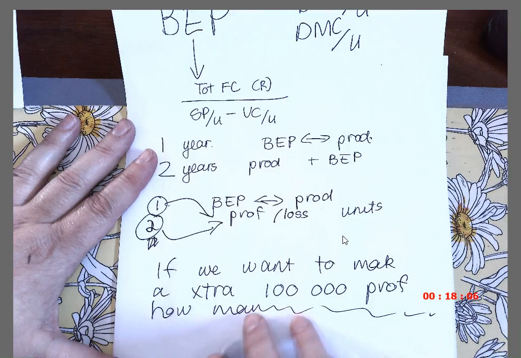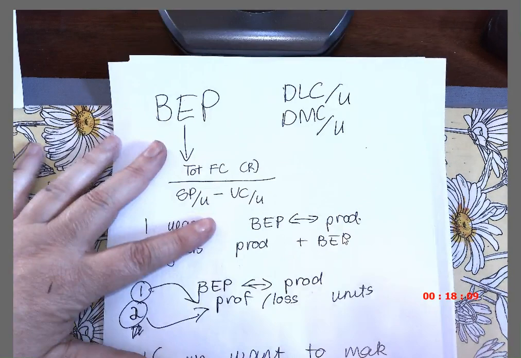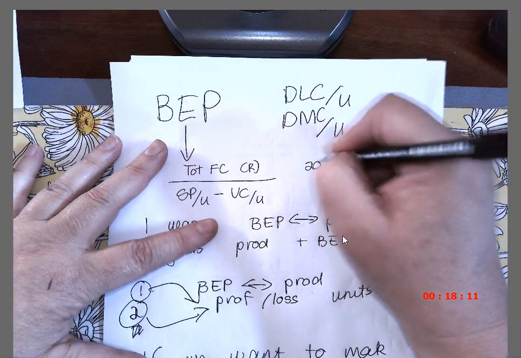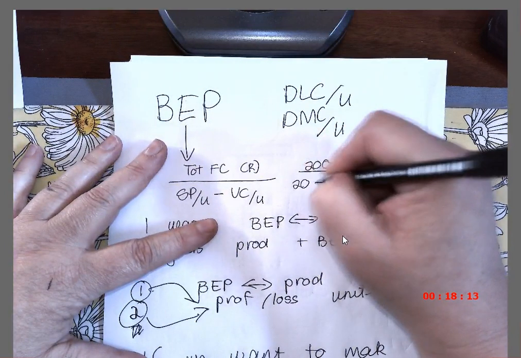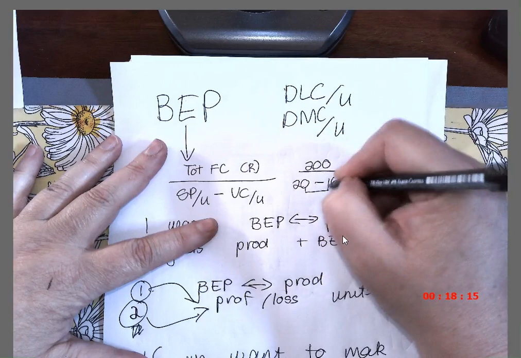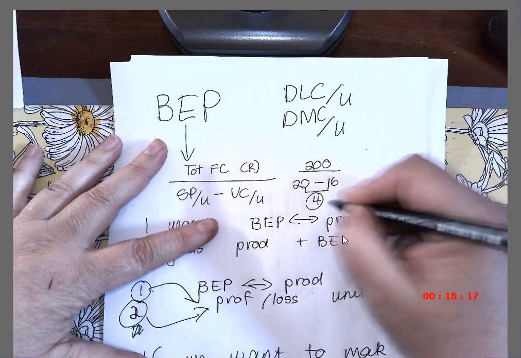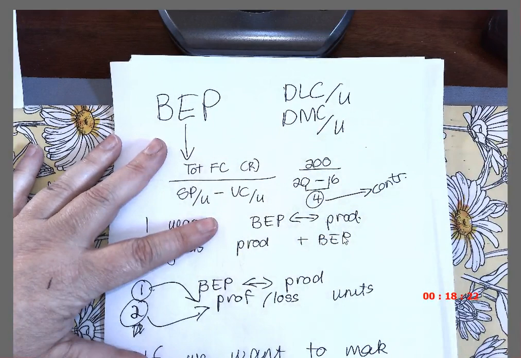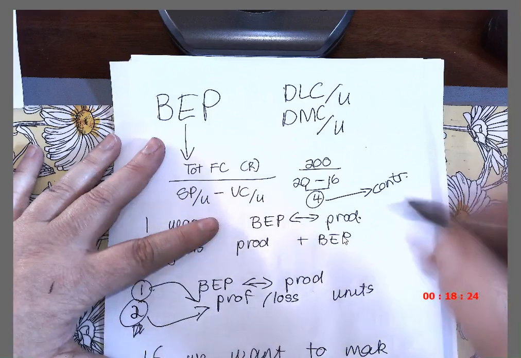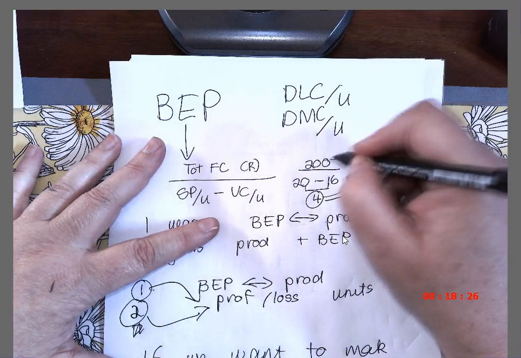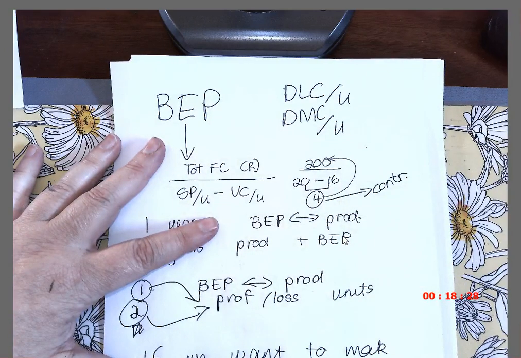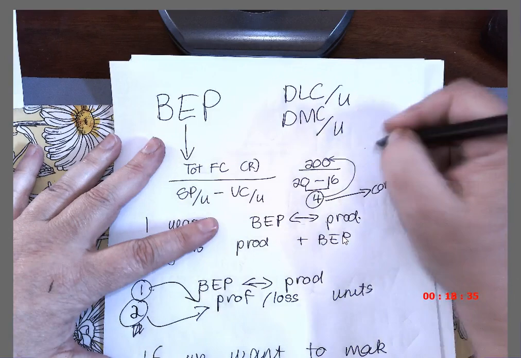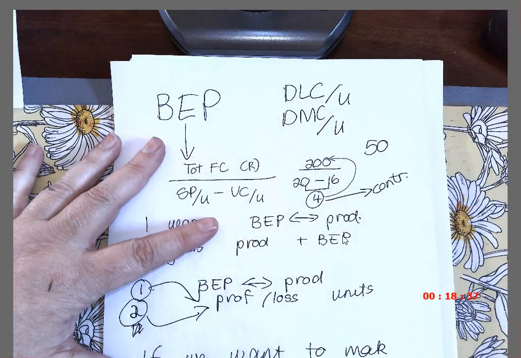Because what do I know about break-even point? Let's say this was 200, this was 20, this was 16. Then the difference there is 4, and that 4 I call my contribution. That contribution contributes to covering the fixed costs. Meaning, how many 4 rands am I going to need to cover the factory overheads? Oh, I'm going to need 50.